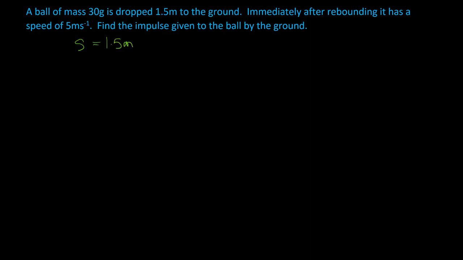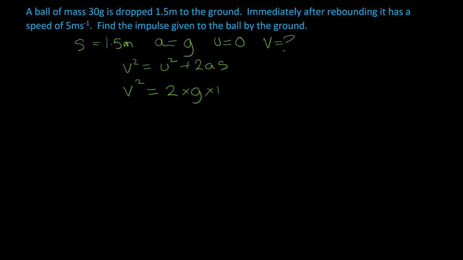It's acting under gravity, so the acceleration will be g. It was dropped, so its initial velocity was 0. We need to find that velocity just before it hits the ground. So we're going to use v squared equals u squared plus 2as. So v squared equals, the u squared is nothing, so it's 2 times g times 1.5. And that equals 3g. And then if we square root that, we find that v equals 5.4 meters per second.